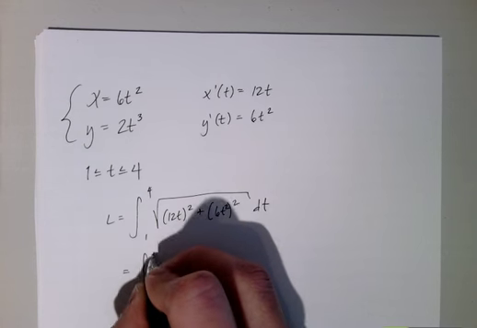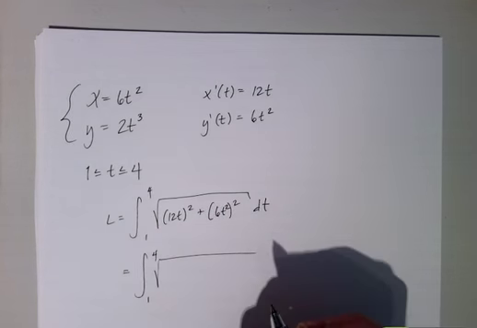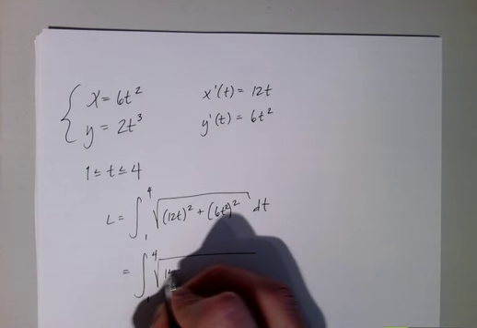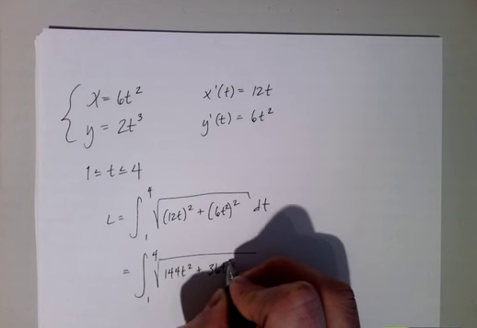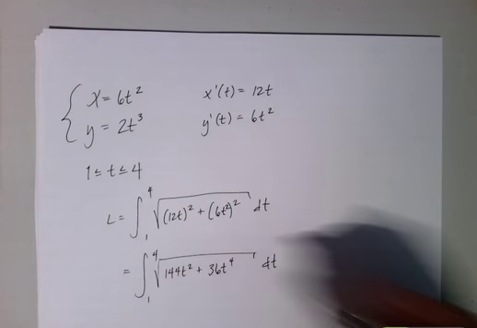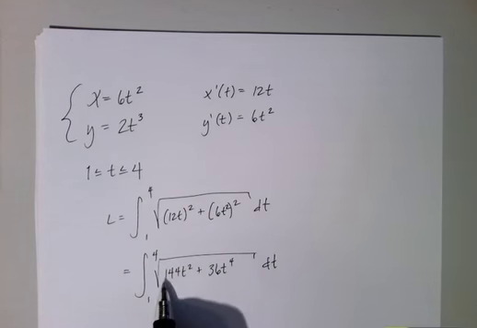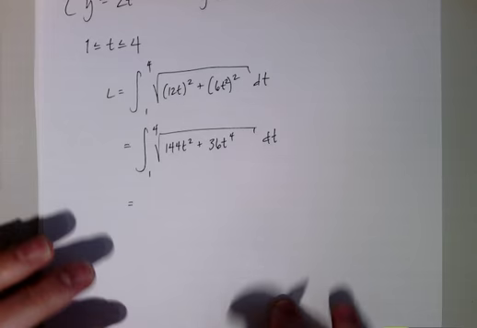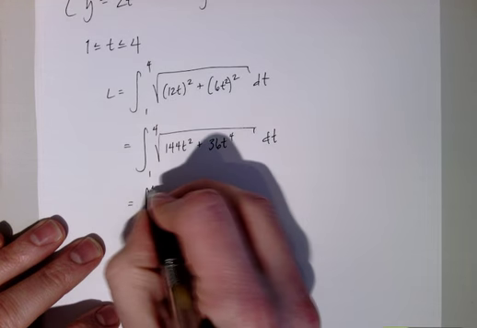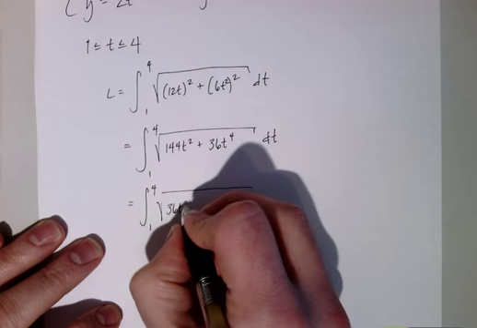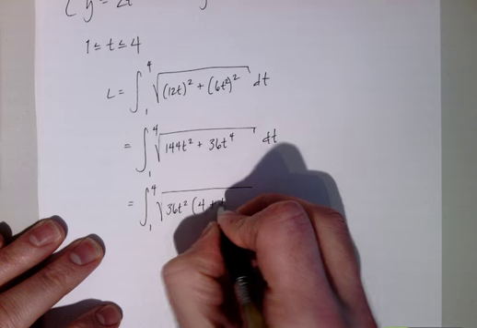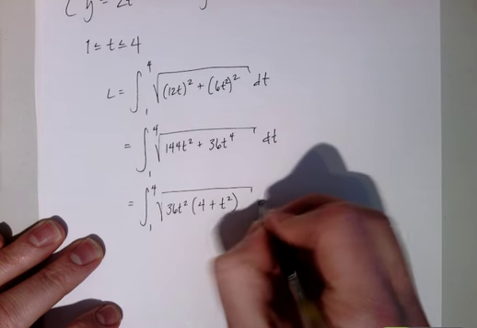Okay, I'm going to go 1 to 4, and let's go ahead and see the way this works out. This is going to be the square root of 144t squared plus 36t to the 4th dt. Now I know that 36 actually does go into 144. It goes in 4 times. So underneath this radical, I actually can do a little bit of factoring. So we have 36t squared times 4 plus t squared dt.